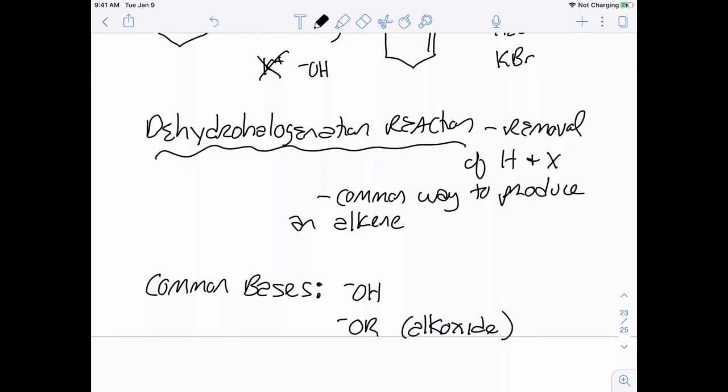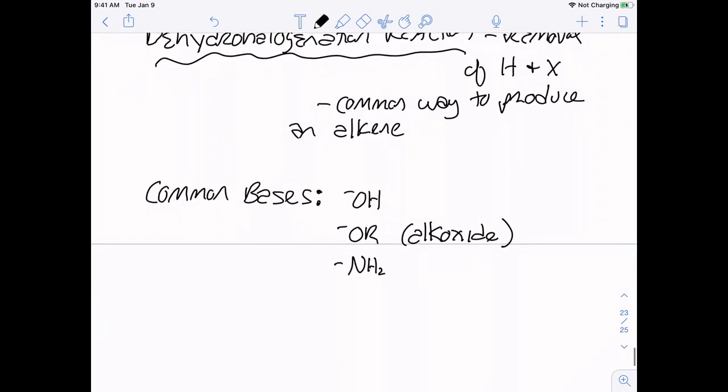NH2 minus is also a really strong base. It's actually stronger than OH minus, if you know your trend on the periodic table for basicity. I'm going to add some other things as we go through, but for now, those are going to be really common. If I give you any of those, almost always it's going to eliminate.